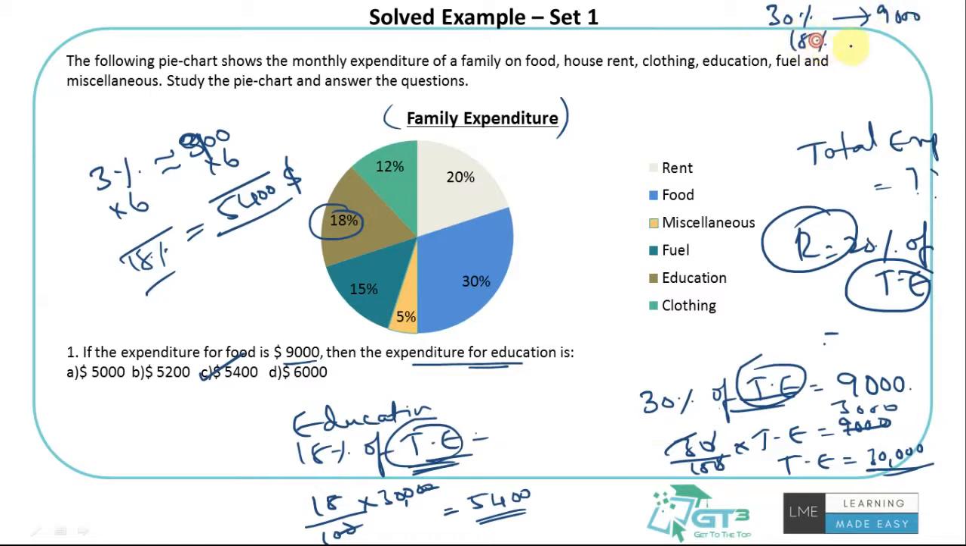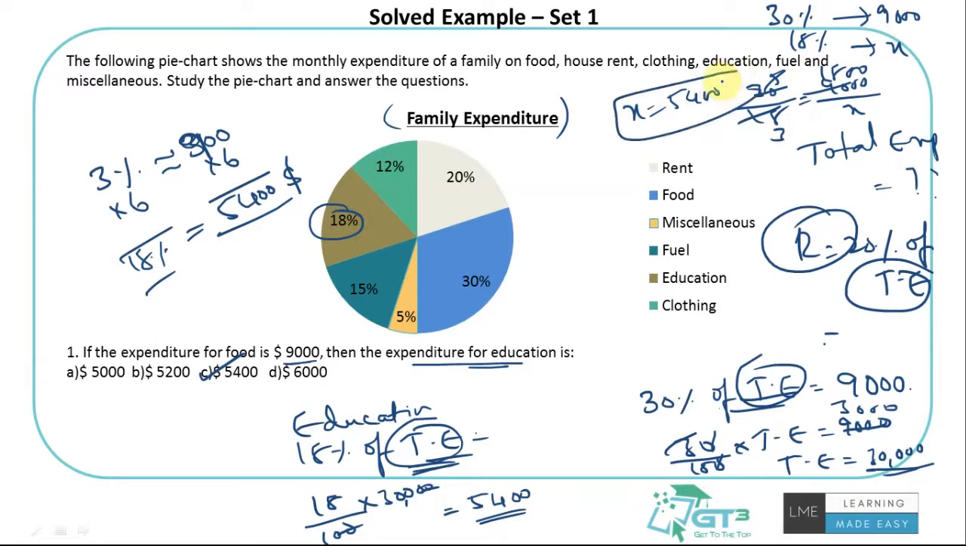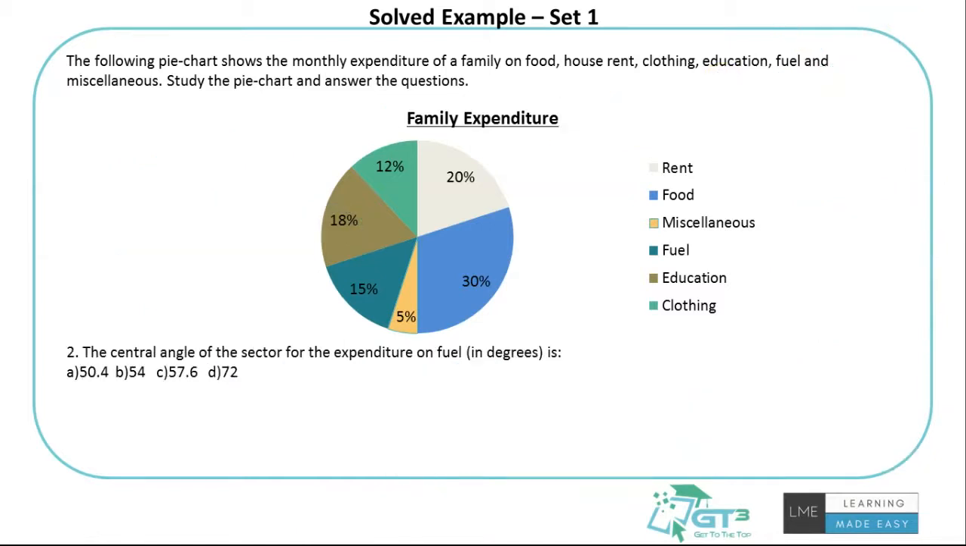What about 18%? X. So I do 30 by 18 is equals to 9,000 by X. 30 by 18 is 9,000 by X. So 6 3s are 18, 6 5s are 30, 5 3s are 15, 1800. So X is 5,400. It's all the same thing that I'm doing, just I'm showing you different ways to solve it faster if you are comfortable with these percentages and basic concepts.